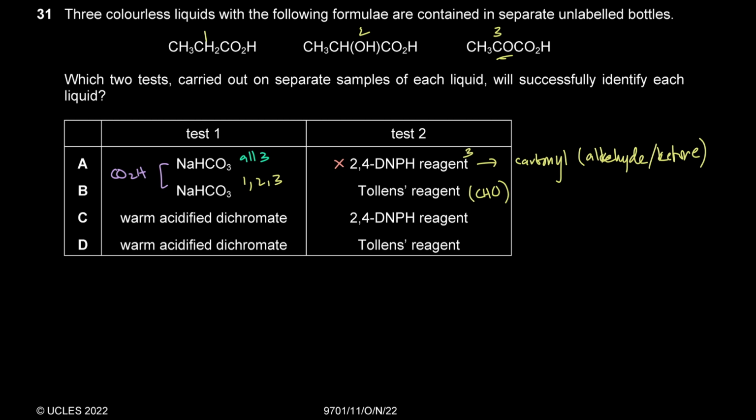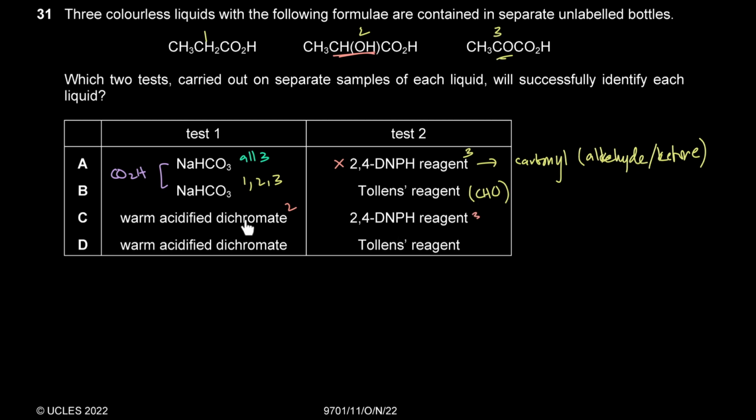Now, acidified dichromate will not be able to oxidize the carboxylic acid, and it will not be able to oxidize a ketone either. So acidified dichromate (VI) will only react with compound 2, right? The secondary alcohol will be oxidized to a ketone, and 2,4-DNPH will only react with compound 3, because that's the only compound that has an aldehyde or a ketone.